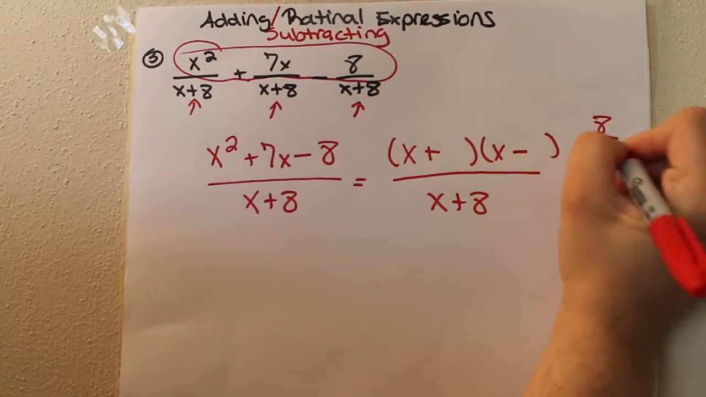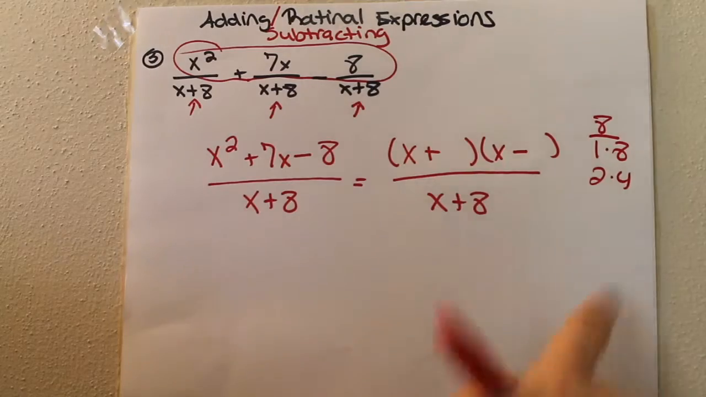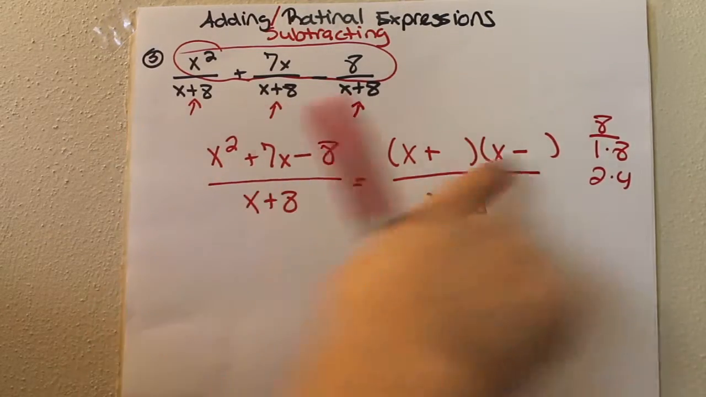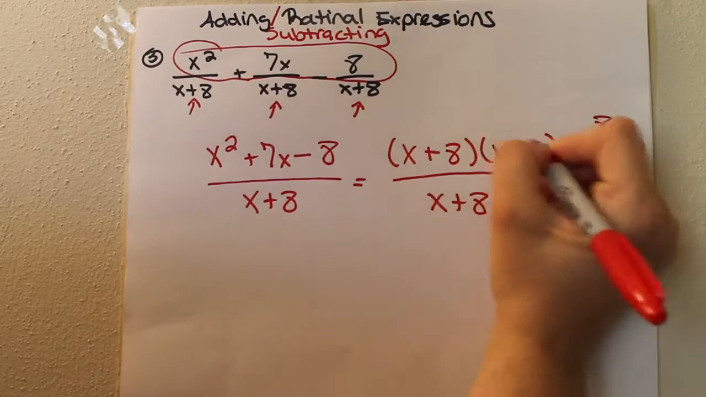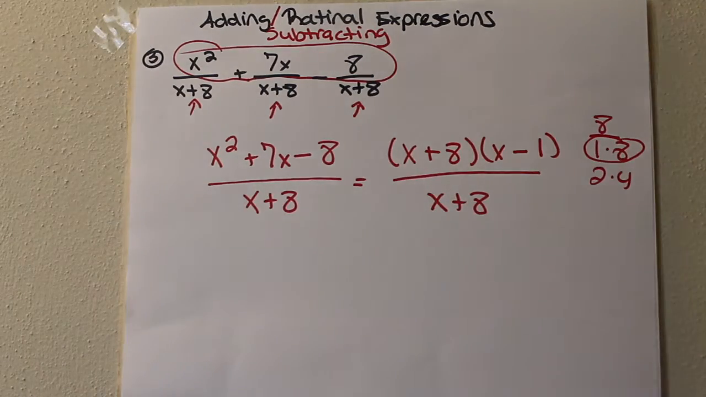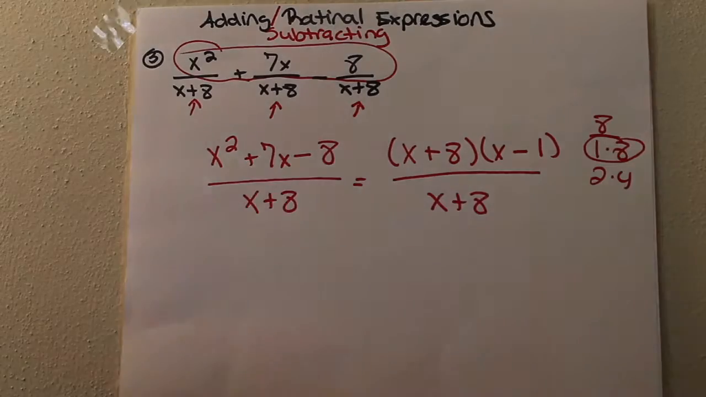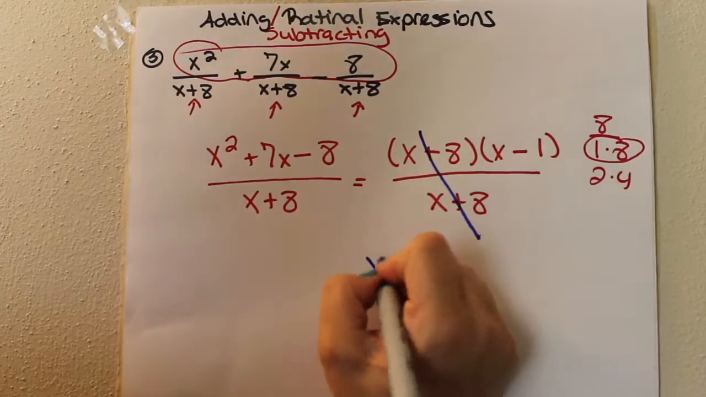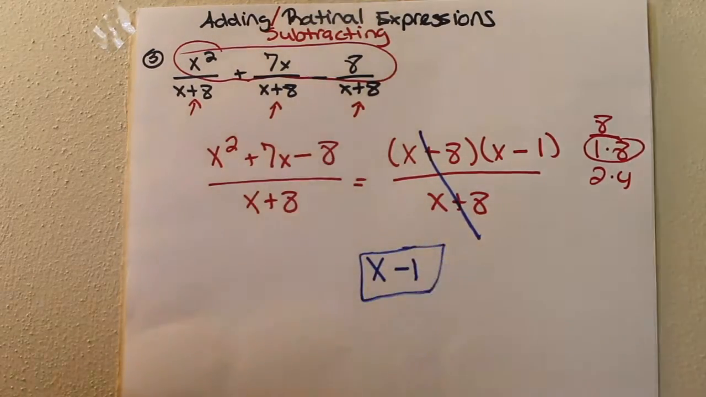All the factors of 8. And do any of these subtract to give me 7? Yes. So I'll be left with this. And then right away you can see that you can cancel. So once I cancel these, I'm left with just x minus 1 is my final answer.